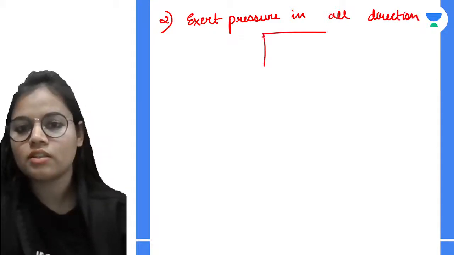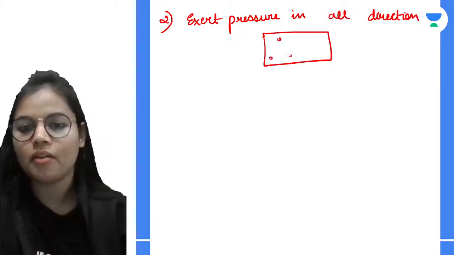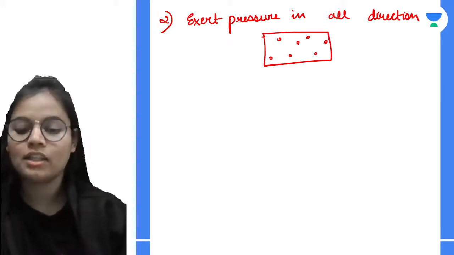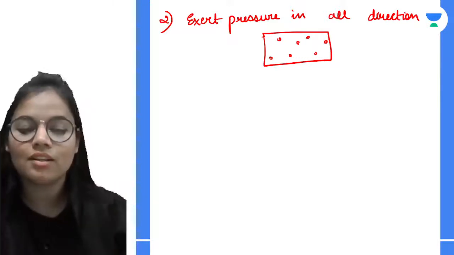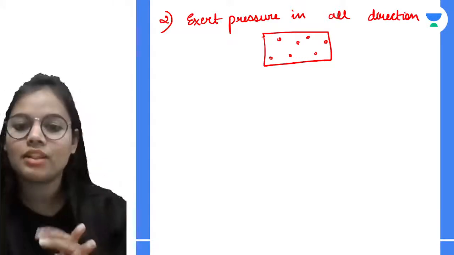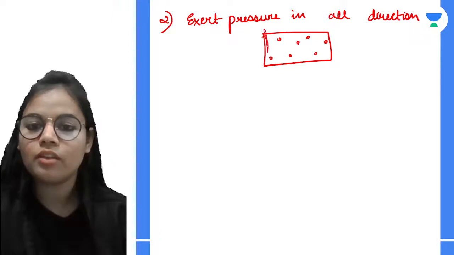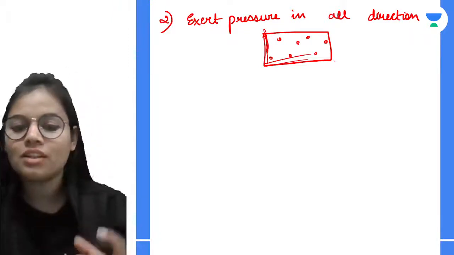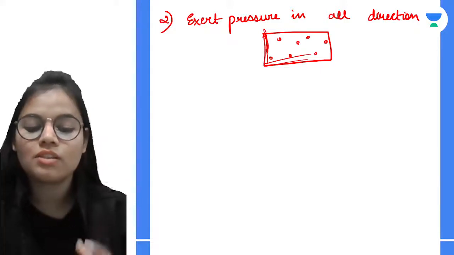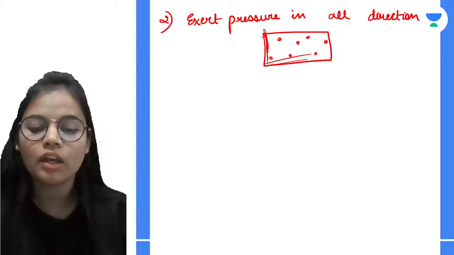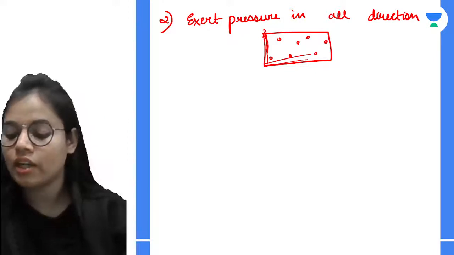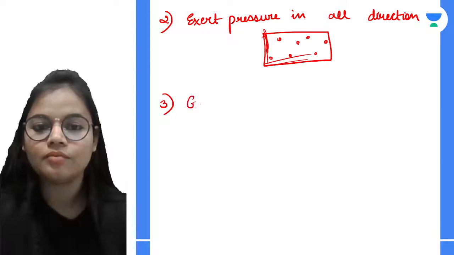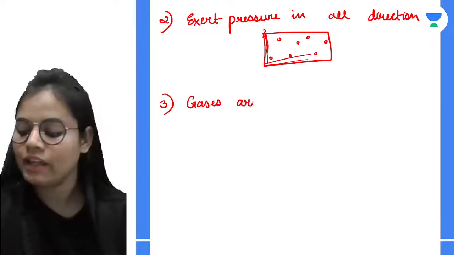Now, how does this happen? Let's suppose this is my container, and I have gaseous molecules over here. As we learned, the particles are in constant random motion, so they will collide with each other and also with the walls of the container. Because of these collisions, the gaseous molecules exert pressure. So gases exert pressure in all directions. Next, gases are highly compressible.